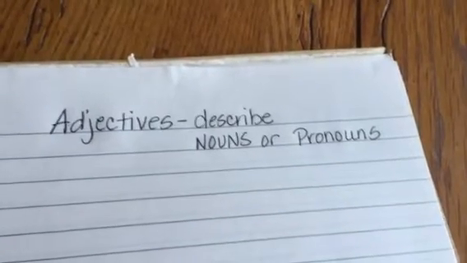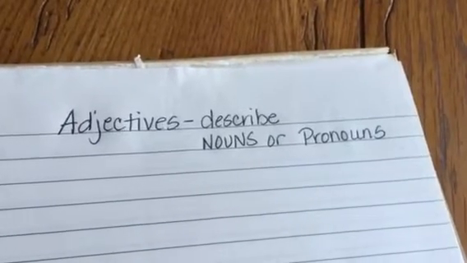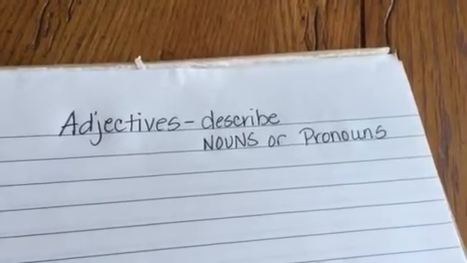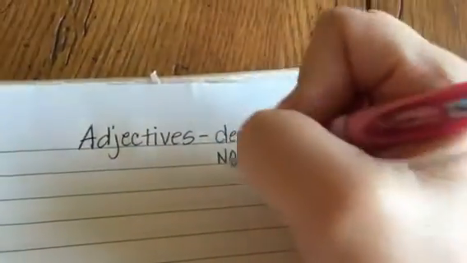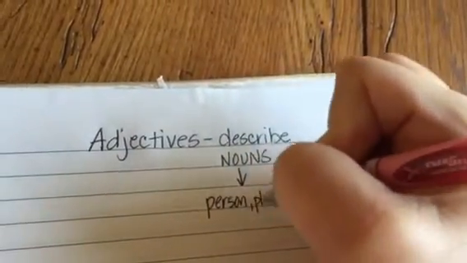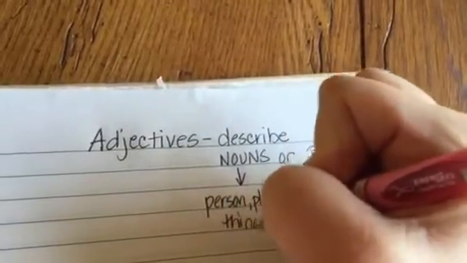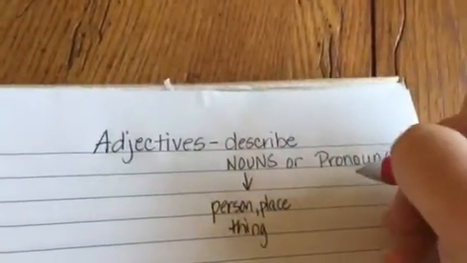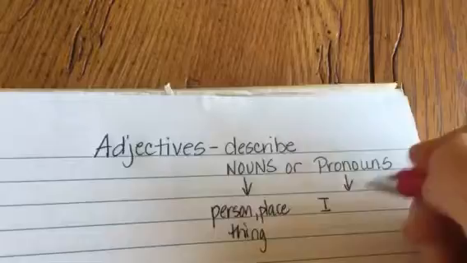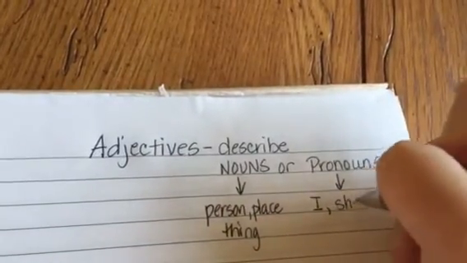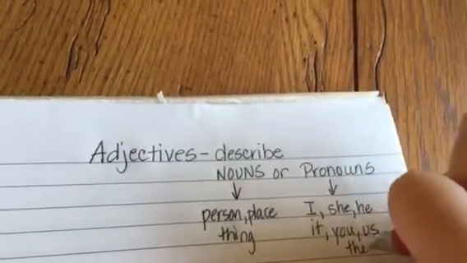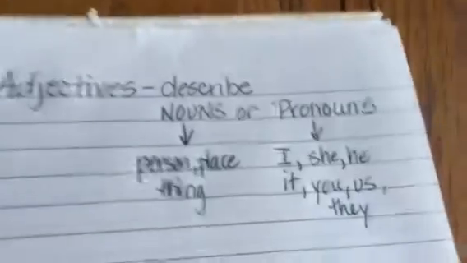So our topic is adjectives in English. Adjectives are special words that describe nouns or pronouns. So nouns we know are a person, place, or a thing, could be an idea. And pronouns are words that can take the place of a noun for us, like instead of saying our name, we say I, we can say she, he, it, you, us, they, them. These are the types of words that we call pronouns.